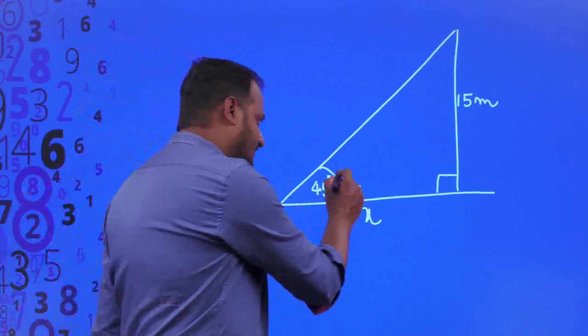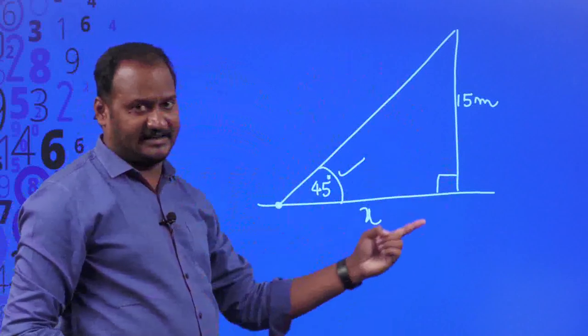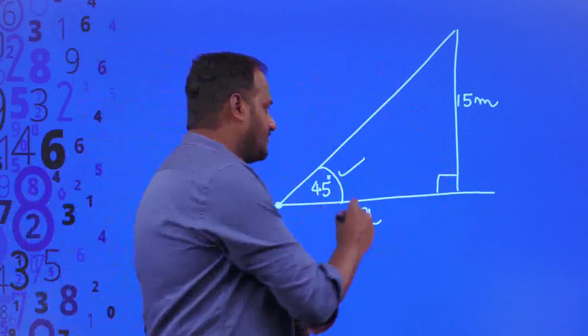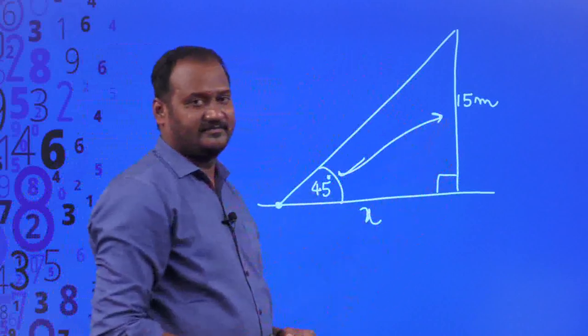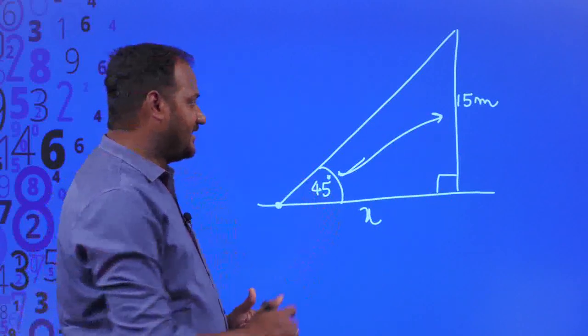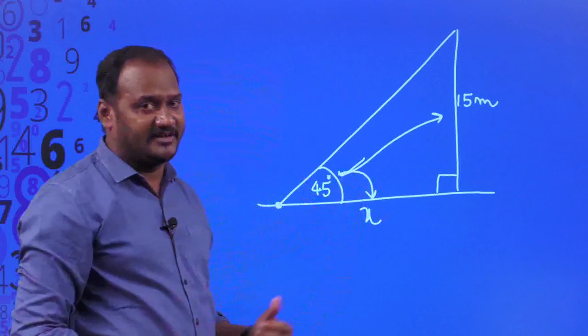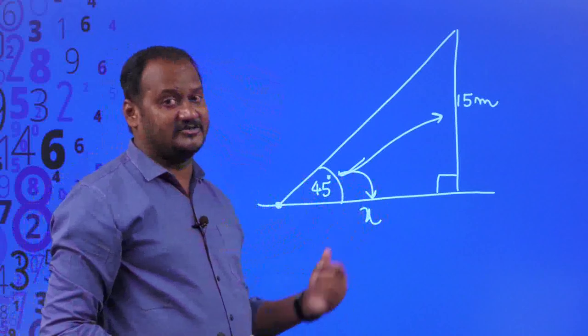This angle, 45 degrees, is absolutely an acute angle. And it is a right angle triangle. According to this acute angle, what do you call this side? Yes, that side is said to be the side opposite to that angle. And what do you want here? You want this side. What do you call this side? This is the side adjacent to that angle.